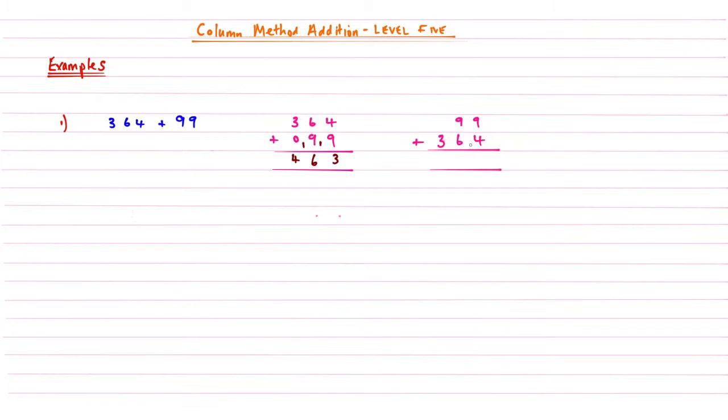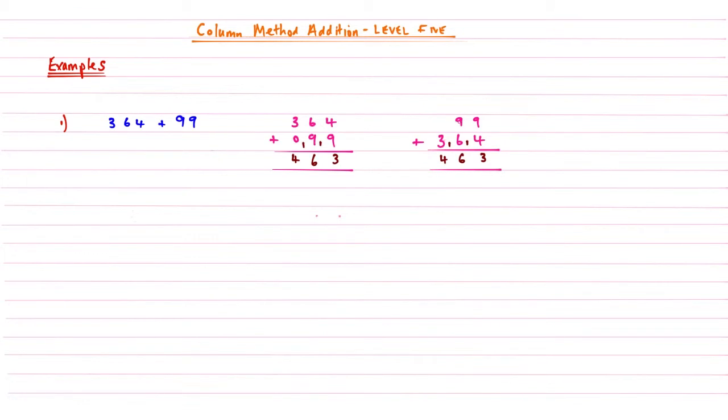So 9 add 4 is 13. So I'll carry my 1, write the 3 underneath. 9 add 6, well, that gives me an answer of 15. Add the 1 is 16, and then 3 add 1 is 4. We didn't even take into account this because there's nothing there, so we just look straight down here. 3 add 1 is 4, and so as you can see, we've got 463 there, the same answer for both ways of writing this question out.